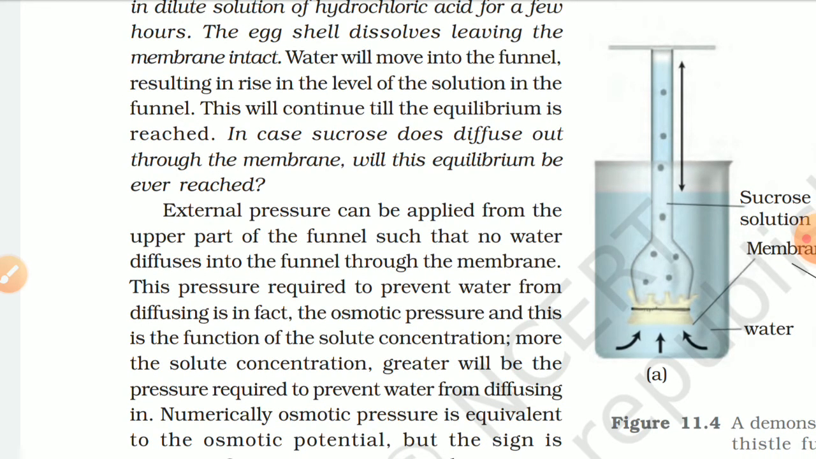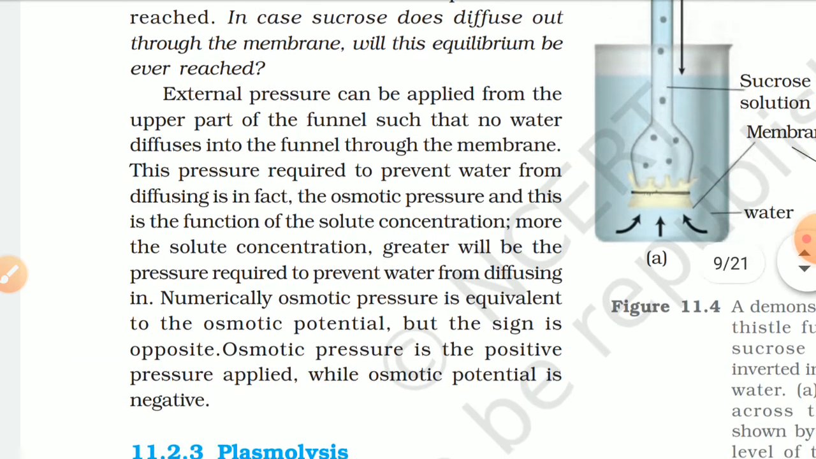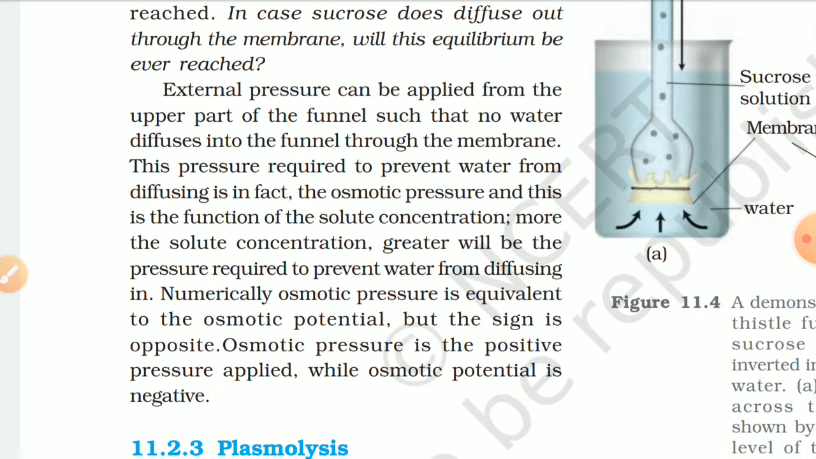External pressure can be applied from the upper part of the funnel such that no water diffuses into the funnel through the membrane. This pressure required to prevent water from diffusing is in fact the osmotic pressure, and this is a function of the solute concentration. The more the solute concentration, the greater will be the pressure required to prevent water from diffusing in.